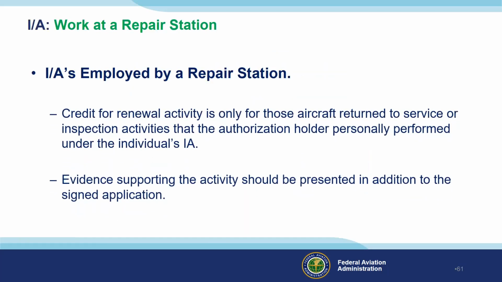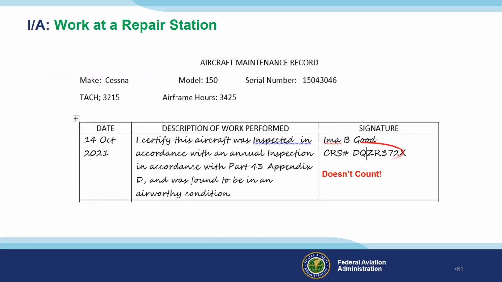Now, for IAs out there who are employed by a repair station, be careful because you can only get credit for the stuff you sign off using your IA number. Here's an example. Here's a sign off for an annual inspection, but they signed it off using the repair station number. So that's not going to count.